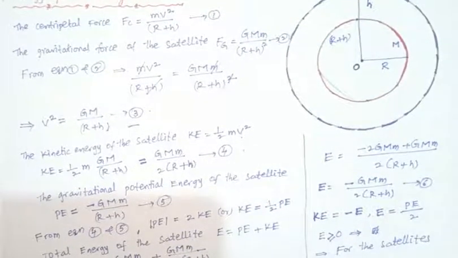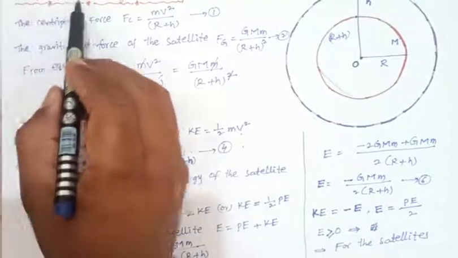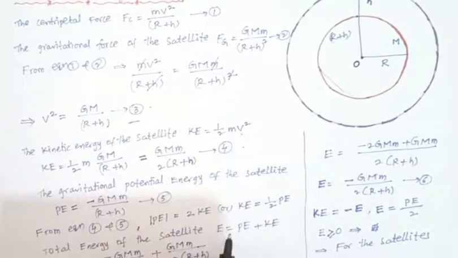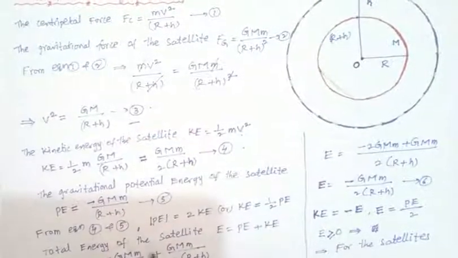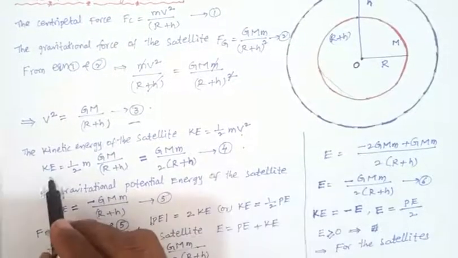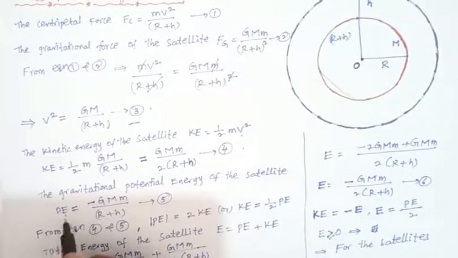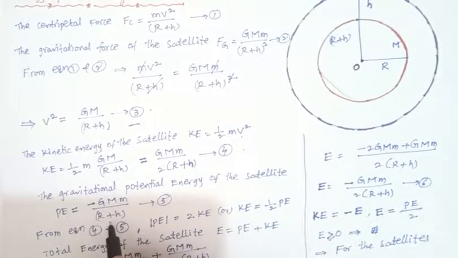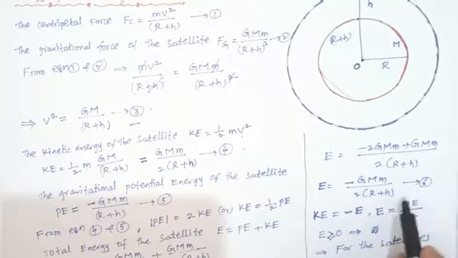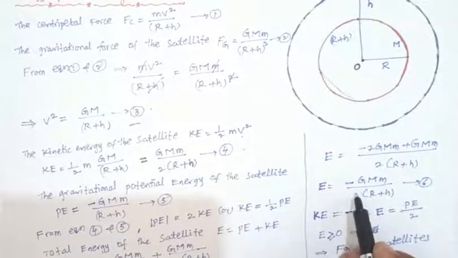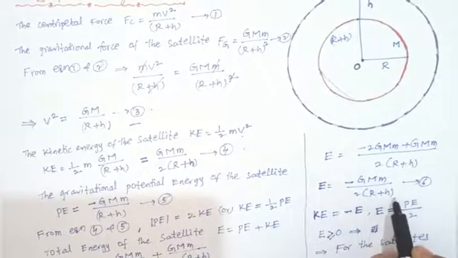So this is about the energy of an orbiting satellite. The kinetic energy is KE equals GMm by 2 into (R plus H). The potential energy is minus GMm by (R plus H), and the total energy is E equals minus GMm by 2 into (R plus H).